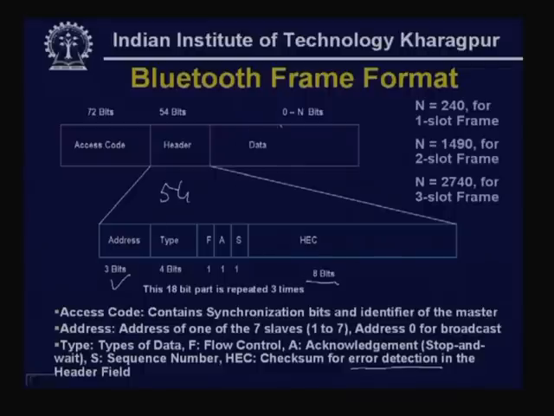Now comes the data field. In this data field, as you can see, the number of bits can vary from 240 to 2740. So, n is equal to 240 in 1 slot frame, n is equal to 1490 for 2 slot frame and n is equal to 2740 for 3 slot frame. So, this is the frame format used in Bluetooth.